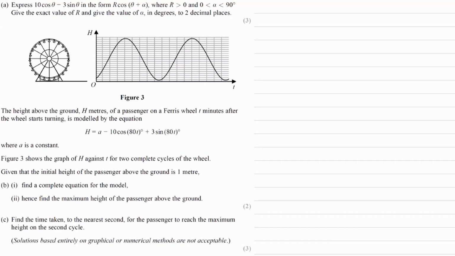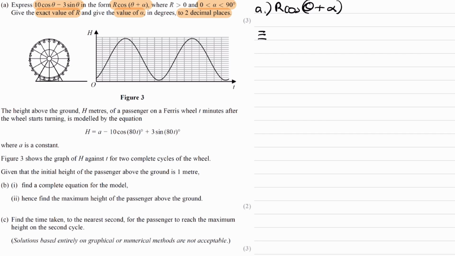Express 10 cos theta minus 3 sin theta in the form of r cos(theta plus alpha), where r is bigger than 0, alpha is between 0 and 90 degrees, so alpha is in degrees. Give the exact value of r and give the value of alpha in degrees to 2dp. So we have r cos(theta plus alpha).